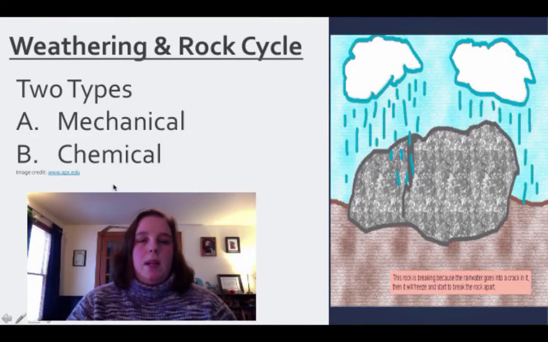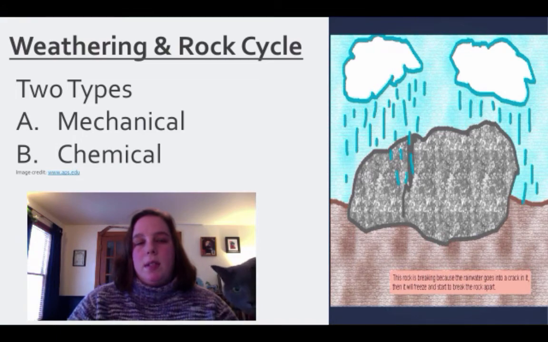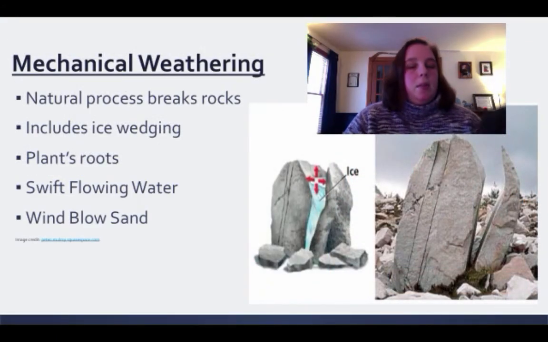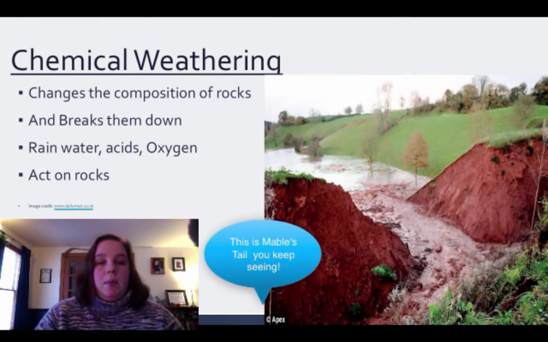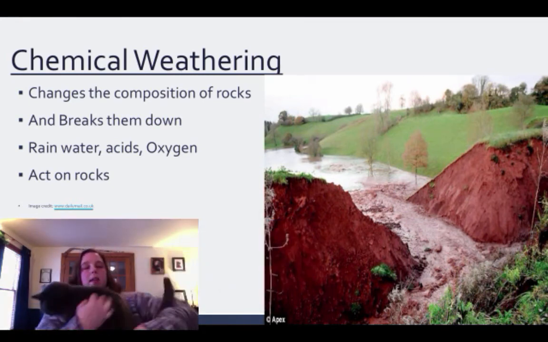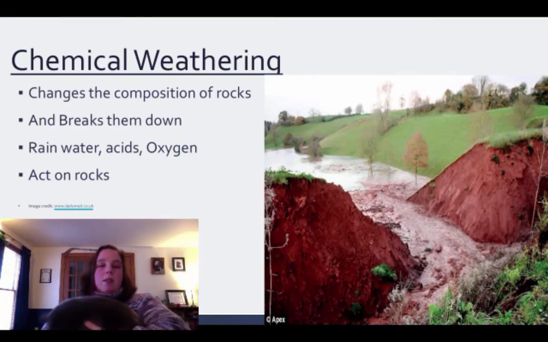So let's talk about weathering in the rock cycle. You can actually have two different types, mechanical and chemical. Hi, Mabel. Mechanical weathering is a natural process that breaks rocks, including ice wedging, plants' roots, swift-flowing water, and wind that blows sand. Chemical weathering actually changes the composition of rocks and breaks them down. Come here, Mabel. Rainwater and acid and oxygen, they all act on rocks.